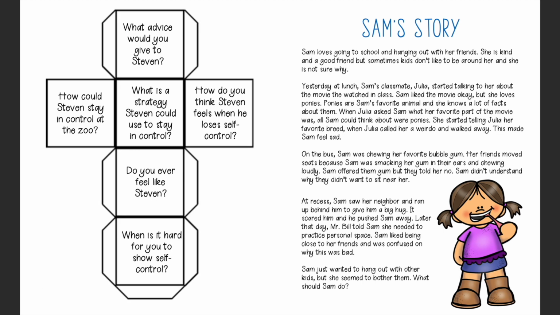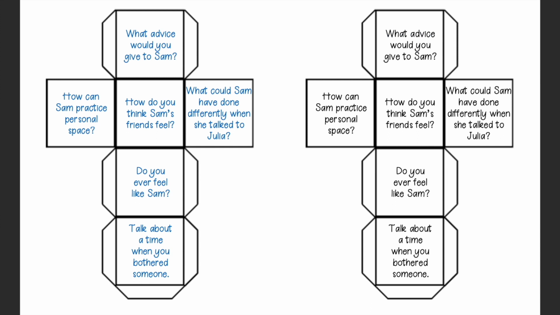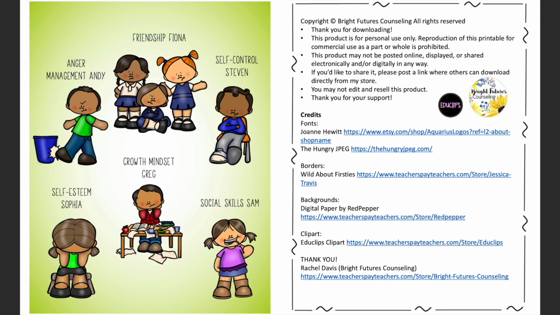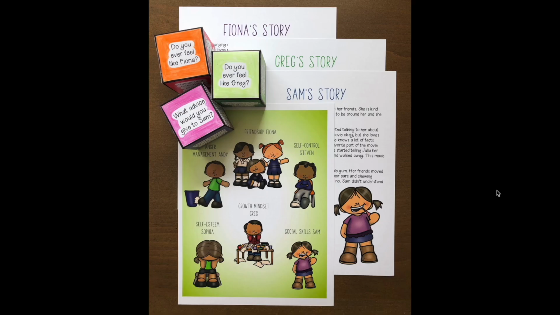And Sam is social skills. So again, you just read these with kids, and then they can answer the questions. There is also this poster that you could hang up in your office to show kids, or just bring it out. It's just kind of a cute poster where you can see all the kids together with the different social skills. So let me show you what this looks like in action.